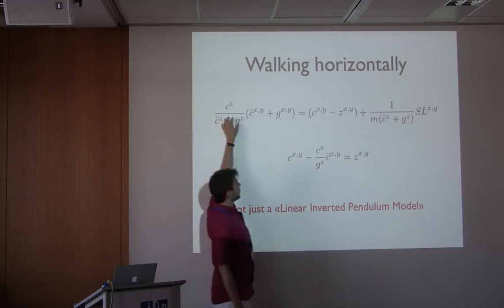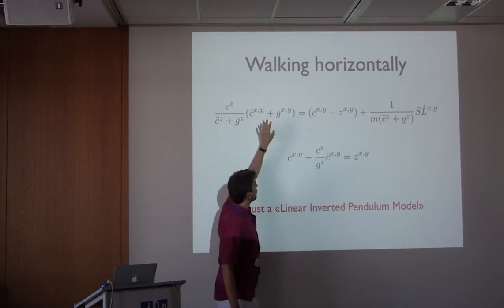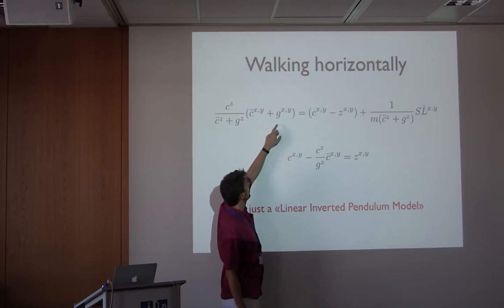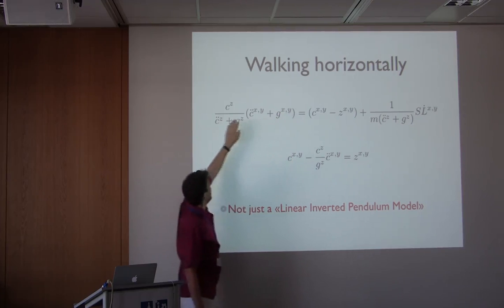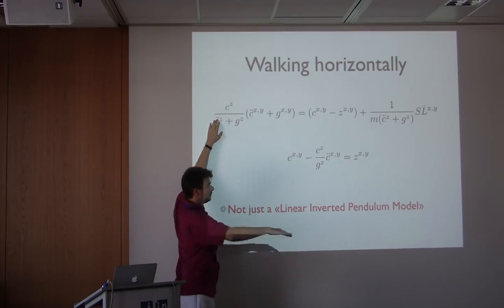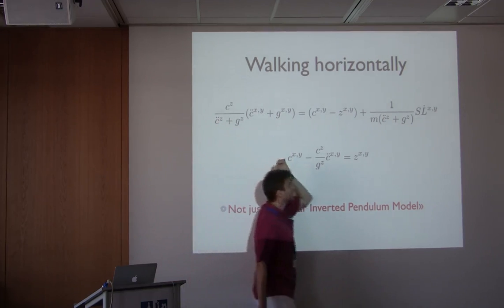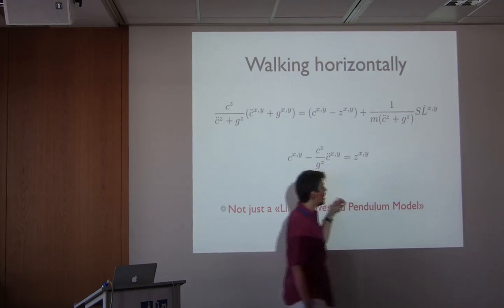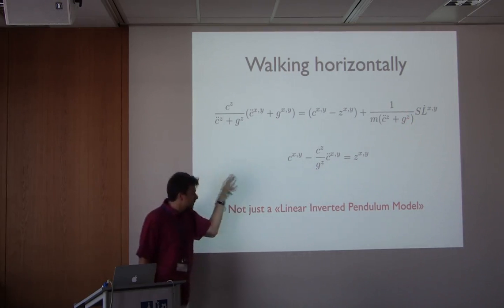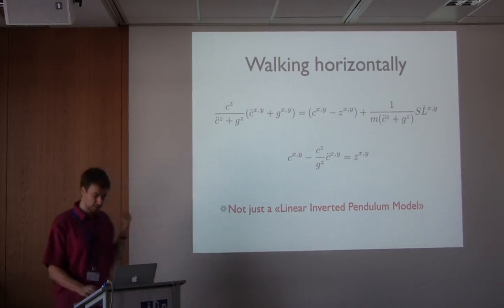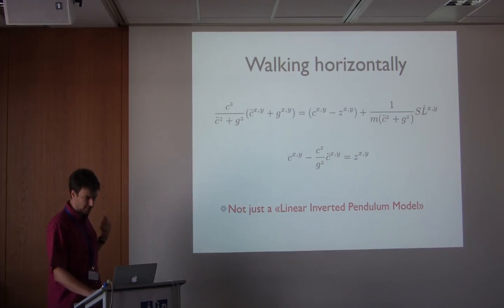So here we just walk on a flat ground, and from here to here, we just consider that we walk on a horizontal ground, without much vertical motion, so only horizontal motion. And the only approximation that we made was not considering this. So it's not just an approximate model. I want to insist on this.